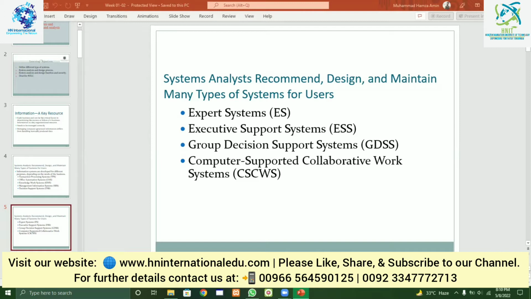Okay, computer supported collaborative work system. It means, do you know about CAD work, computer aided designing, or you can say 3D modeling? I have heard about 3D modeling, sir.